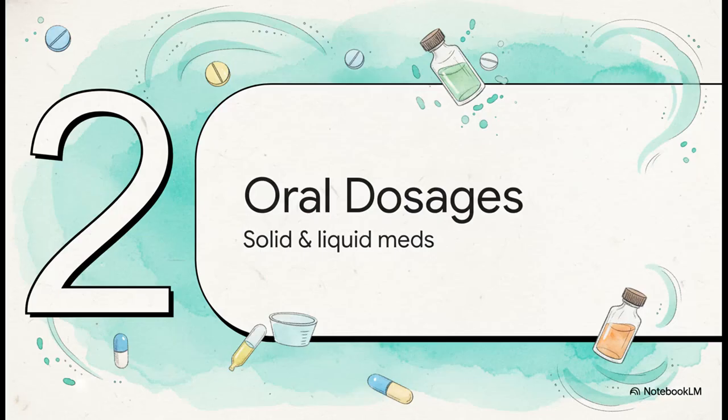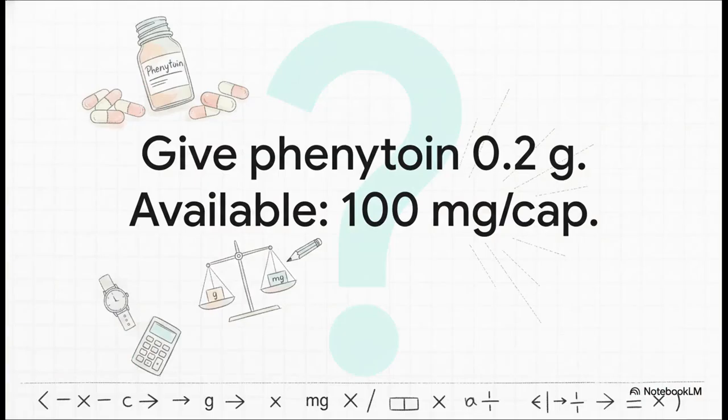All right, with those fundamentals in our back pocket, let's actually start putting them to work. We're going to begin with the most common type of meds you'll give, oral doses, both pills and liquids. So here's our first problem. We need to give 0.2 grams of phenytoin, but the med cart has capsules that are measured in milligrams. What's the very first thing that jumps out at you? Yep, the units don't match. So before we do anything else, we have to fix that.